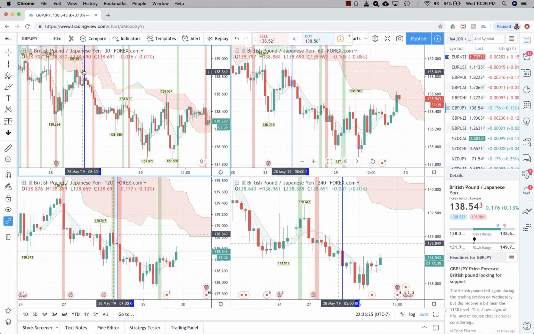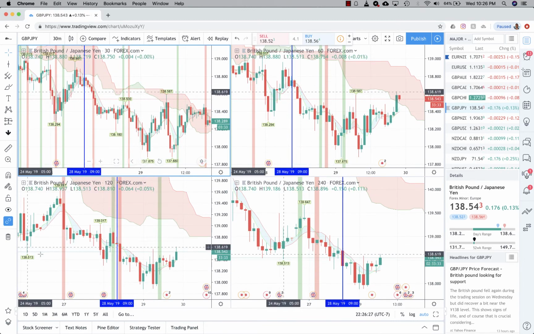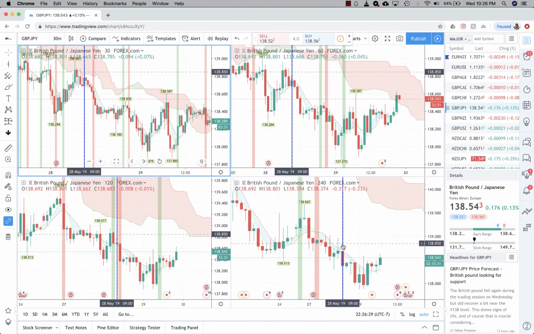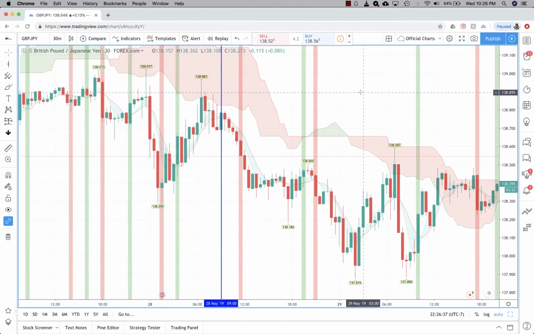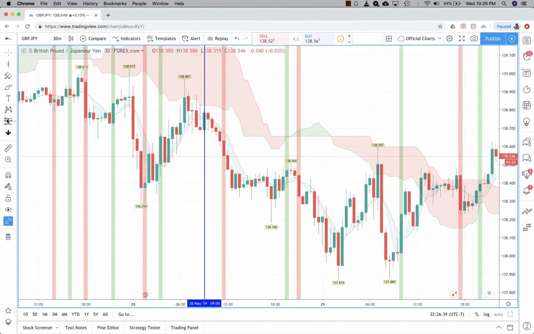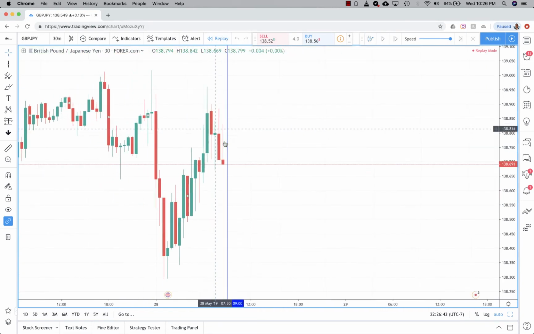So on the 30 minutes below the cloud, 1 hour it's below the cloud, 2 hours below the cloud, 4 hours below the cloud. So this demonstrates the downtrend. We only take sell signals in this situation. So let's maximize this since we know which direction we're taking. And let me put the replay back to this area so we can play it out.